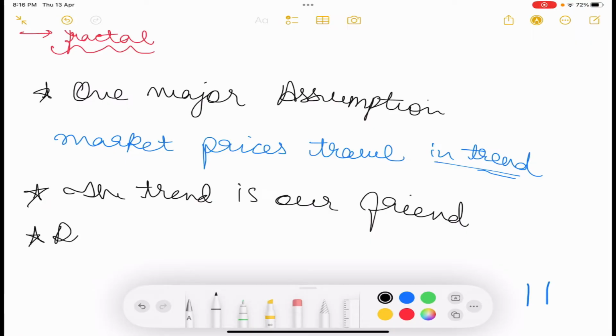The second thing is don't lose. Don't enter into trades which you think are against your analysis or against the indicators.